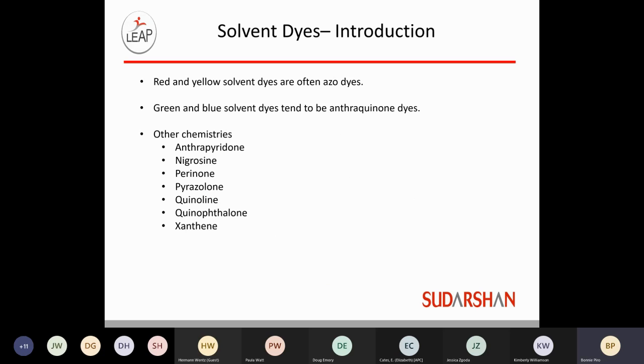Red and yellow solvent dyes are often in the azo chemistry category, whereas greens and blues tend to be in the anthraquinone. So there are a number of other chemistries that result in the variety of colors that are seen in the solvent dye portfolio. And here are just a few that are available in the marketplace.